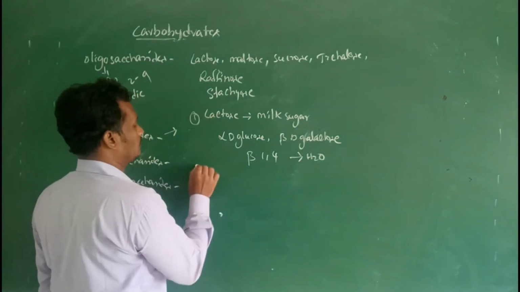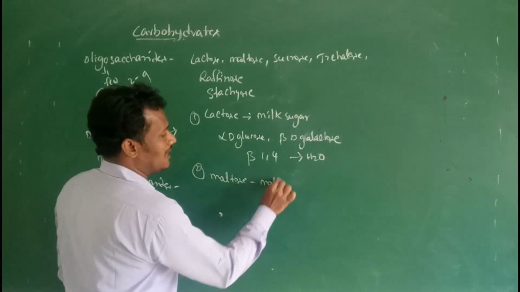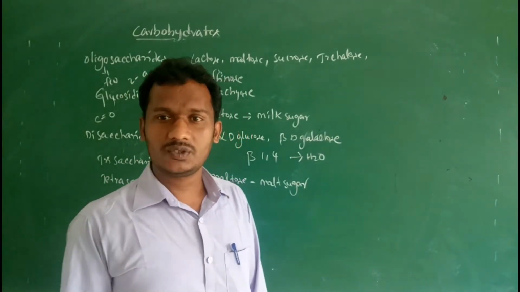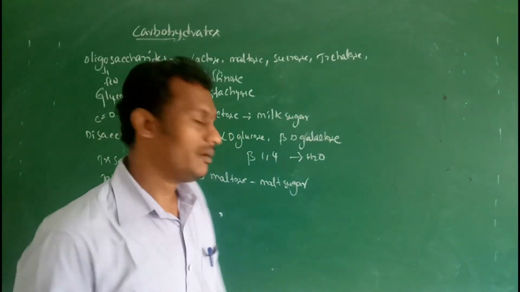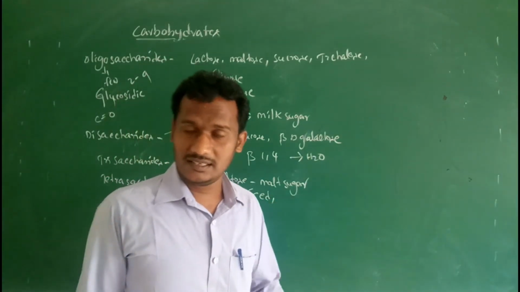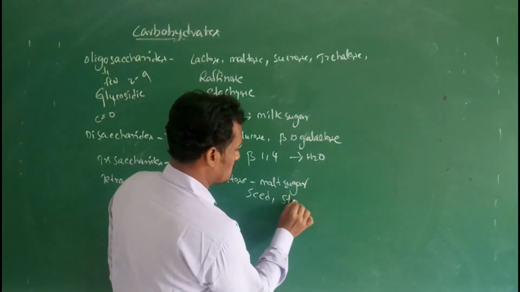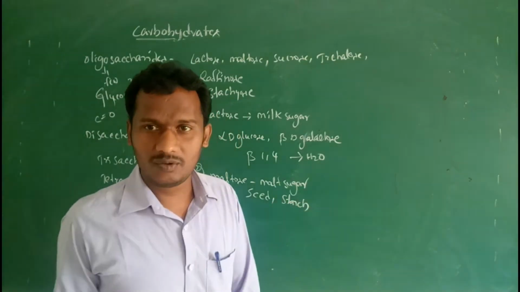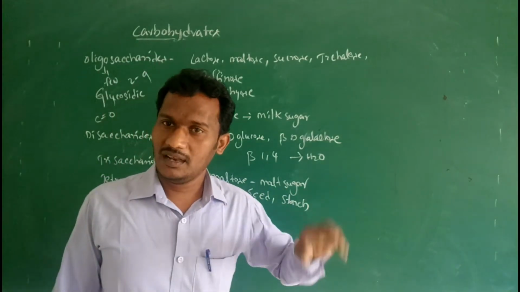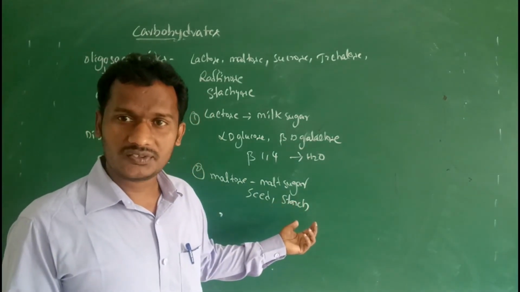Next one, maltose. Maltose is also known as malt sugar. It is generally present in germinating seeds. It is also formed by the hydrolysis of starch.